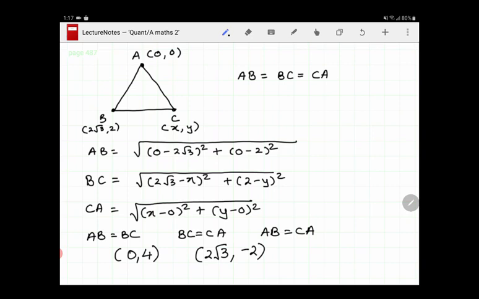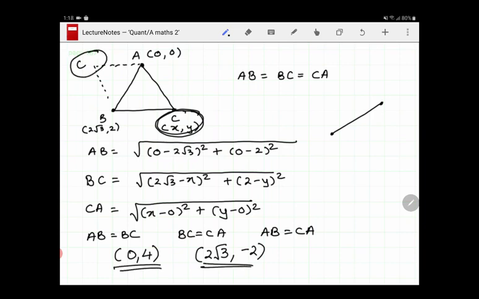Why do we get two possible answers? Because supposing we have the points A and B, the point C could be here, but alternatively, I could also have another triangle marked on the opposite side. So C could either be this point or C could be another point. And that is why we get two sets of values which satisfy the given conditions.